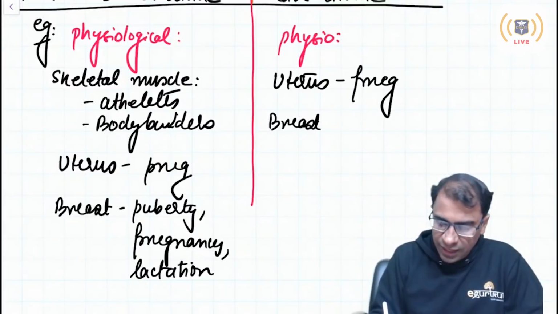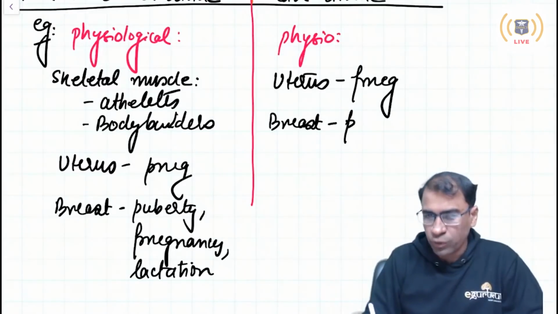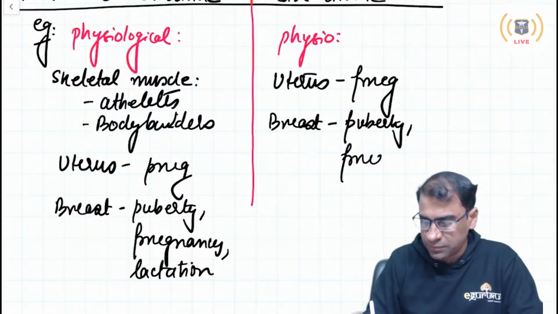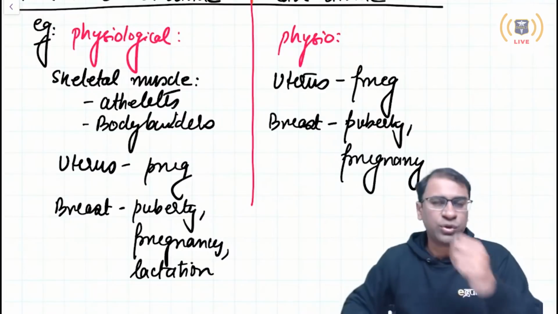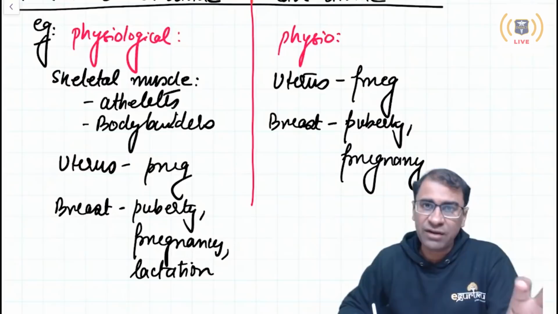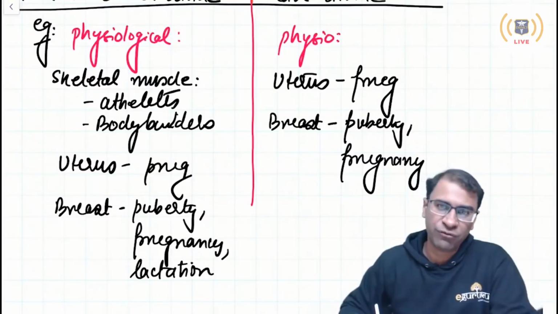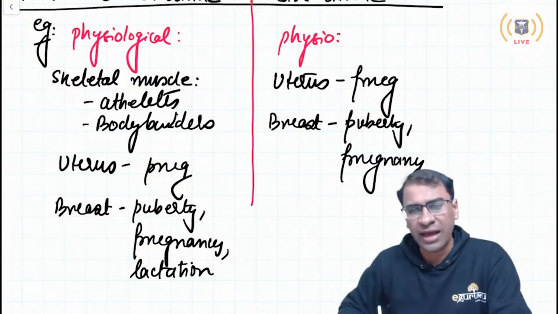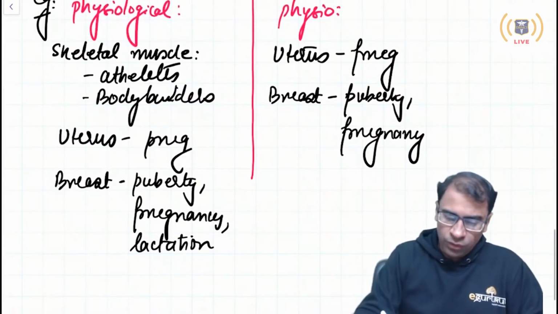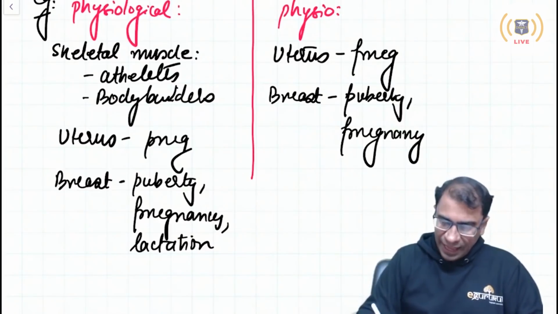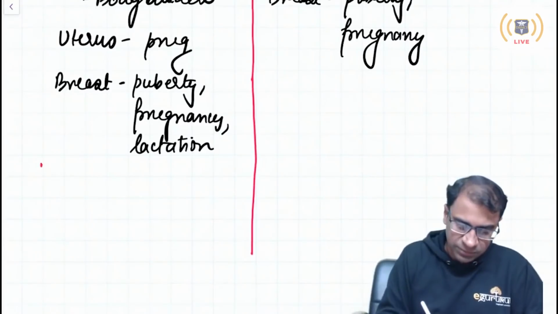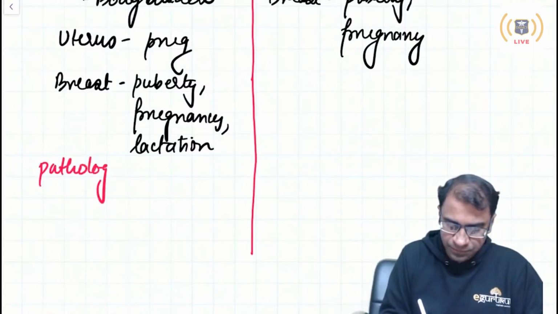Then comes the breast. In breast, mostly in puberty and pregnancy. It is believed that the breast in lactation mostly undergoes an increase in the size of the acini, and therefore breast in lactation usually is an example of hypertrophy only, and usually not an example of hyperplasia. Now, apart from this, can these occur as pathology also? Yes, they can. Let's now see the pathological examples.